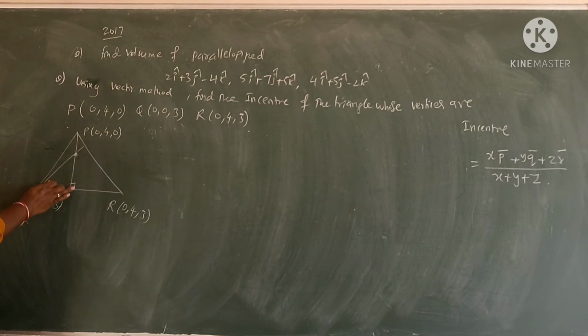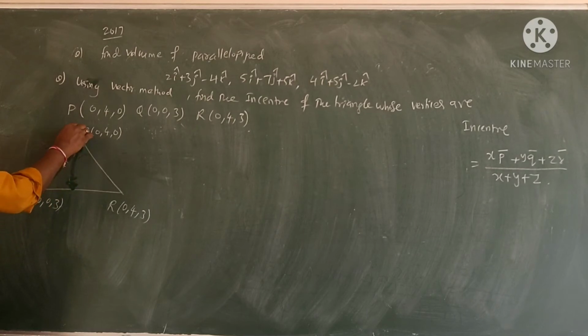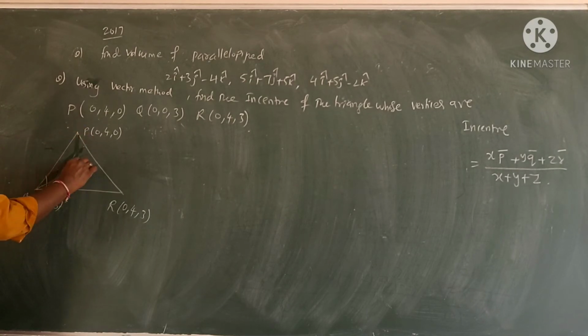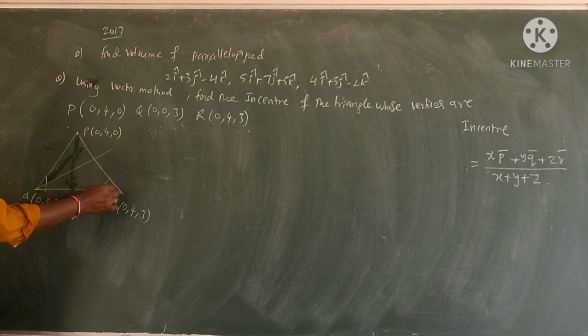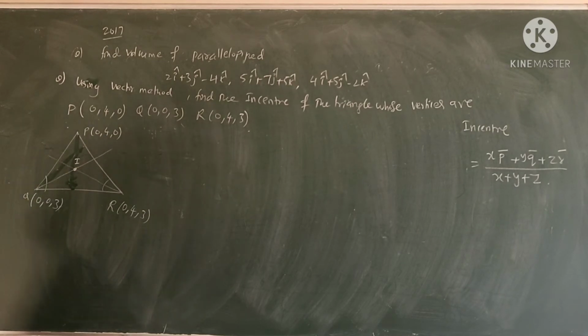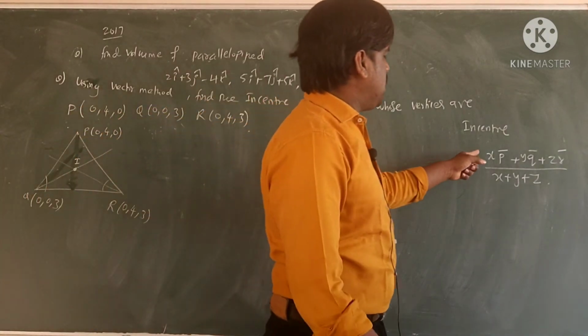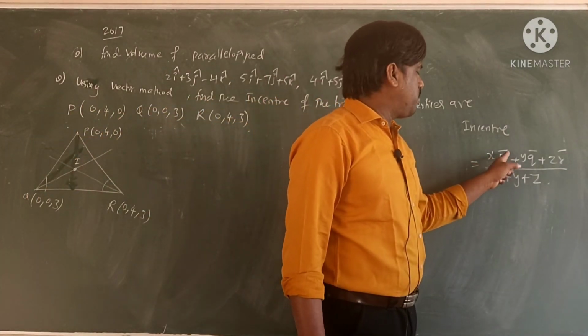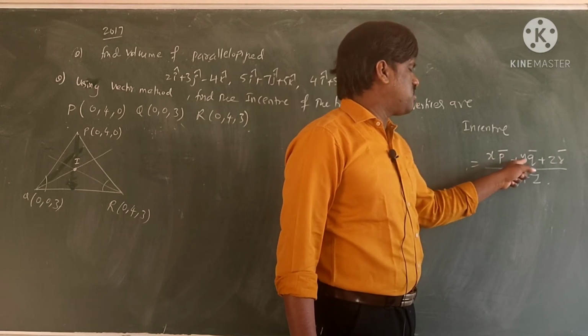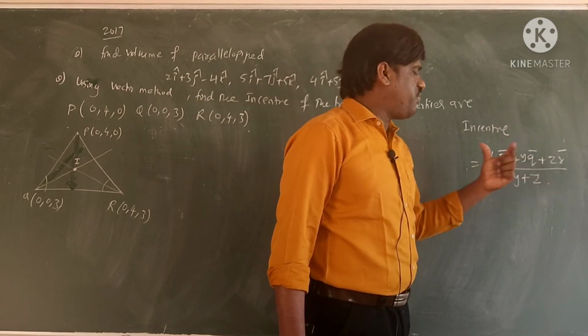Okay, incenter they ask. Sorry. So the angular bisector of this, angular bisector of this, the intersecting point is the incenter. So this incenter is what we have to find. For this, what is required? This is the formula. Incenter is equal to x into p position vector plus y into q vector, like this is the formula.